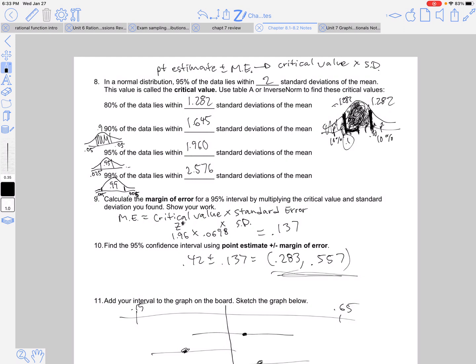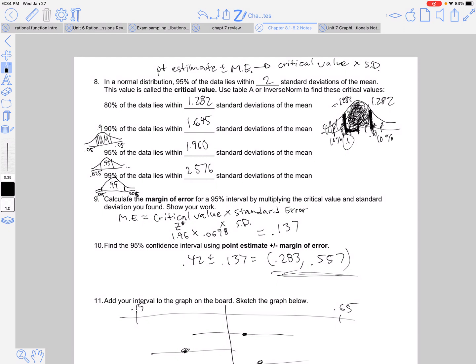And I kind of lied to you because I was rounding. We always round when we're working with the empirical rule, because it's just kind of an estimate. In this next bit, hopefully you realized, using table A or inverse norm, that it's really close to 2, but not quite 2. We're going to use the more exact version of 95%, not the empirical rule one.